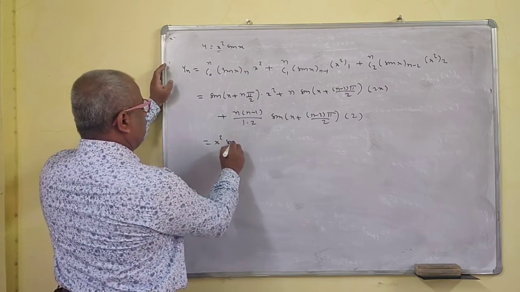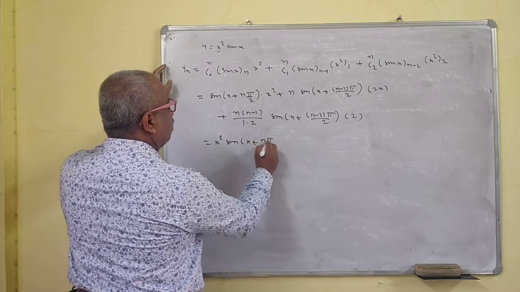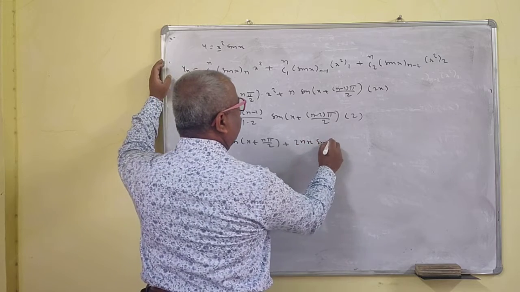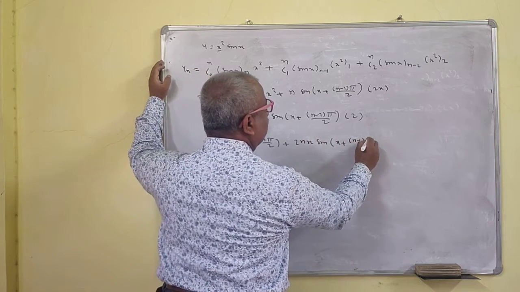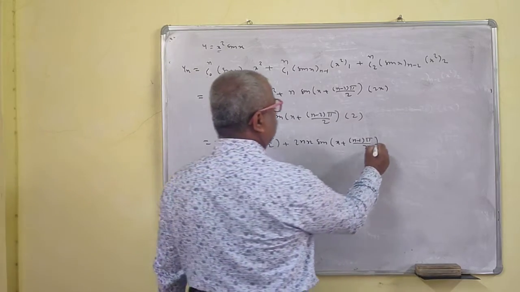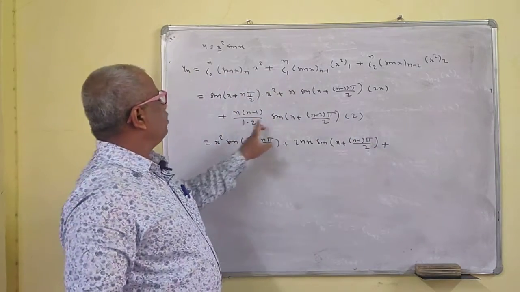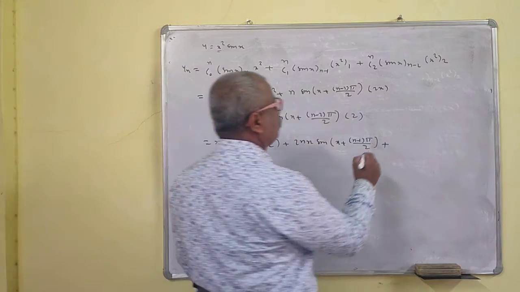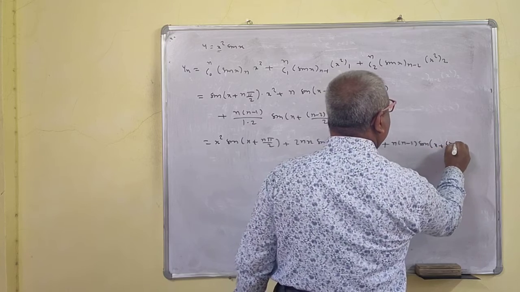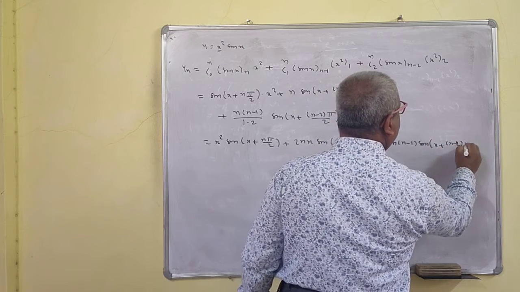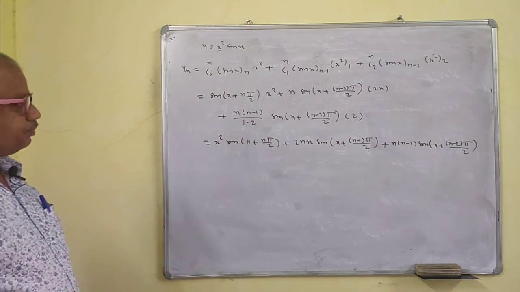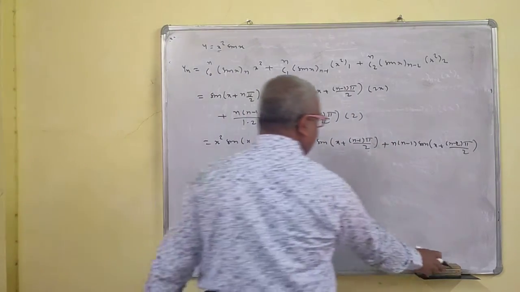We will write this is what? x square sin of x plus n pi by 2 plus twice nx sin of x plus n minus 1 pi by 2. Don't forget to complete this bracket. Plus now this 2 gets cancelled here. So this is what? n minus 1 sin of x plus n minus 2 pi by 2. Now the problem is over here. So we'll take the next problem.